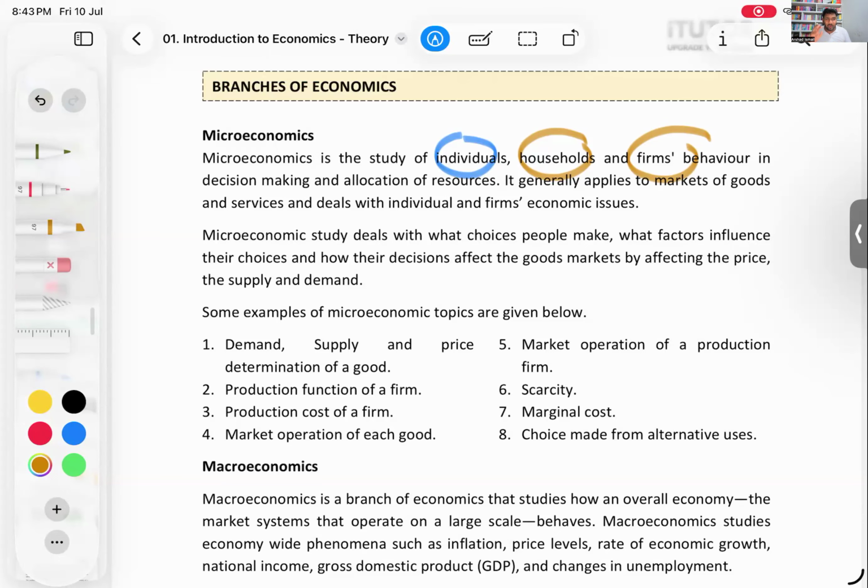You focus on a small part. How do they make decisions? What choices do they make? That is microeconomics. So you look at examples: demand, supply, and price of a good. Now, if someone asks you, my price of petrol has increased, that's microeconomic. There are so many goods in the economy. You're just focusing on one good, micro. So micro is where you focus on one small part of the economy, not the entire economy. Your focus is on a small part, how one product behaves, how one firm is behaving, how one individual is behaving. That is what you call microeconomics.